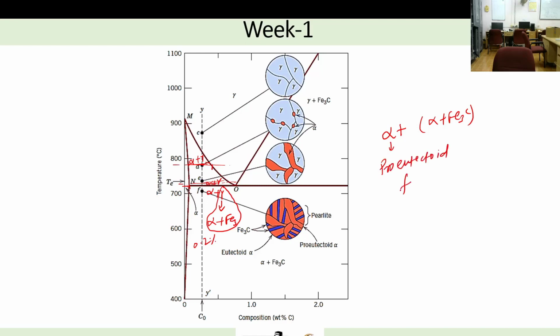This ferrite we call pro-eutectoid ferrite, because this ferrite formed before the eutectoid reaction, and after that the mixture of ferrite and cementite will form, and this mixture is known as pearlite. So pro-eutectoid ferrite plus pearlite will be the microstructure. You can see these bigger grains are nothing but ferrite, that is pro-eutectoid ferrite, and these blue and orange lamellae are nothing but pearlite, which is ferrite and cementite. This is how the phases evolve once you are cooling your sample.